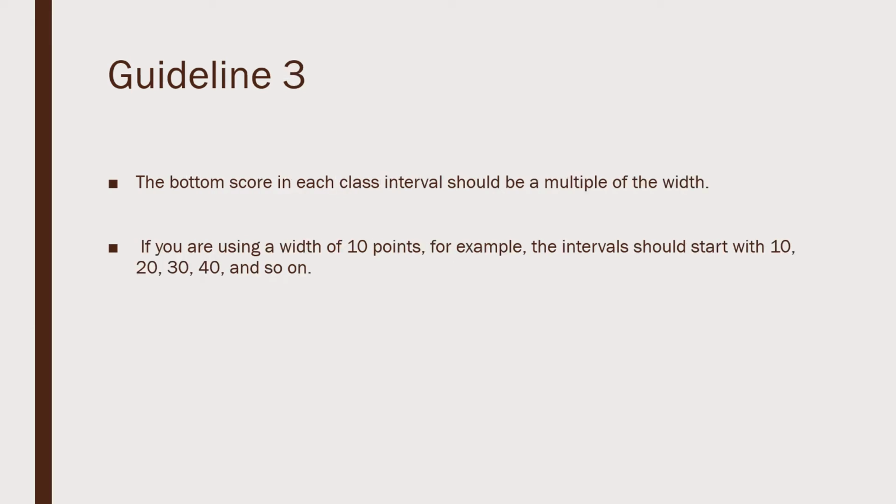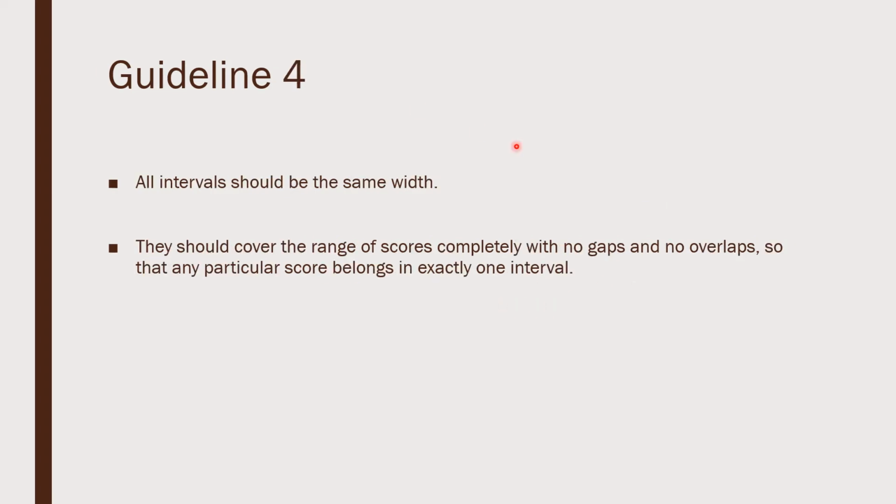Now, when we look at the third guideline, right, the bottom score in each interval should be a multiple of the width. If you are choosing a width of 10 points, for example, the interval should start with 10, 20, 30 and 40 and so on. So if we can again use the number that is convenient for us to use and have the same value at the bottom. So if we're looking at the width of 10, have intervals that start with 10 so that it's easier for us to process information. The last guideline, all intervals should be of the same width.